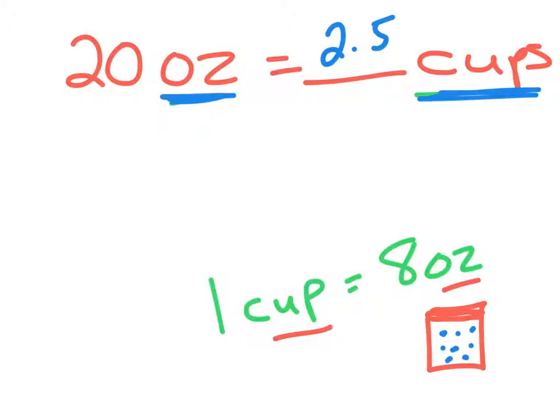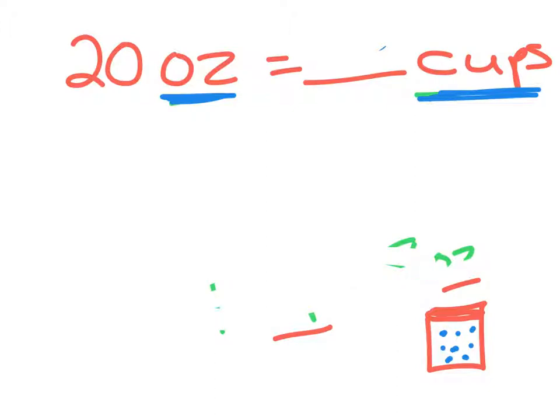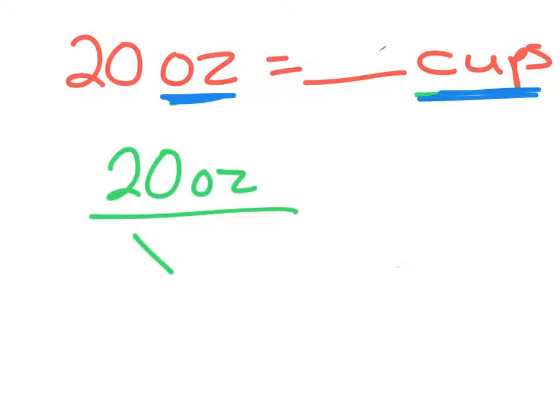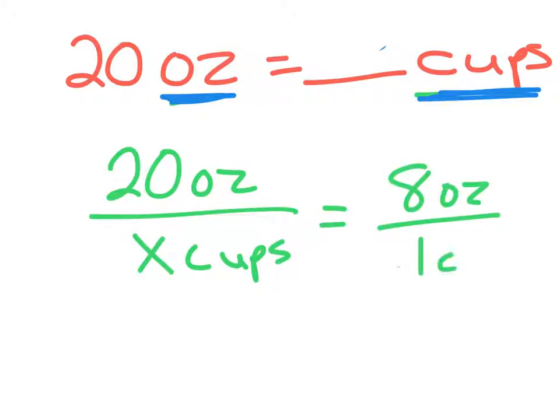But for those of you who don't want to remember the difference between smaller and larger, which might be confusing, follow the same routine we've been looking at. Simply look at your known and unknown, write them equal to each other, and then use our cross multiplication method. As usual, I'm going to write down the unknown first. The question says 20 ounces and X amount of cups. My known was 8 ounces in 1 cup, and I put the ounces on top since I had ounces on top on the other side.